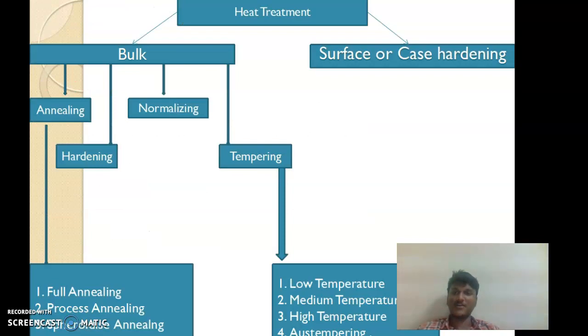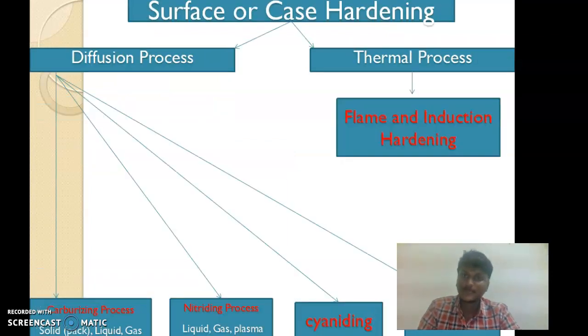And here is the classification of the heat treatment process. The heat treatments are classified as bulk and surface or case hardenings. In bulk, it is classified as annealing, normalizing, hardening, and tempering. These classifications depend upon the time required or the rate of cooling the heated material. Annealing is further classified into full annealing, process annealing, and spheroidized annealing. Tempering is classified into low tempering, medium tempering, high tempering, austempering, and martempering.